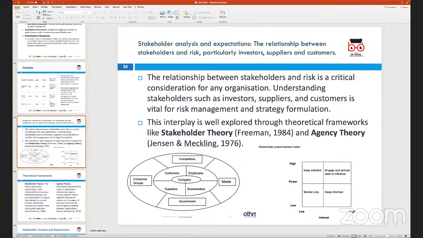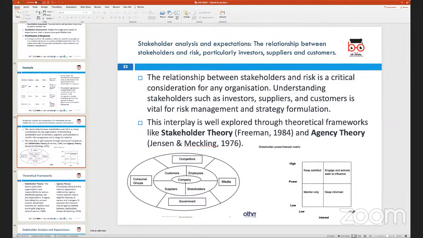On the other hand, if I'm an employee of the organization, my interest is going to be quite high to ensure that the company is able to deliver on its objectives, and that at the end of the day, I'm getting paid for the services that I'm rendering to the organization.